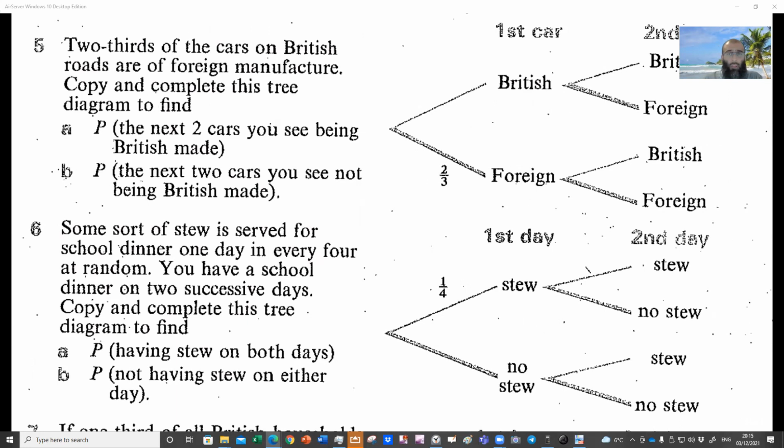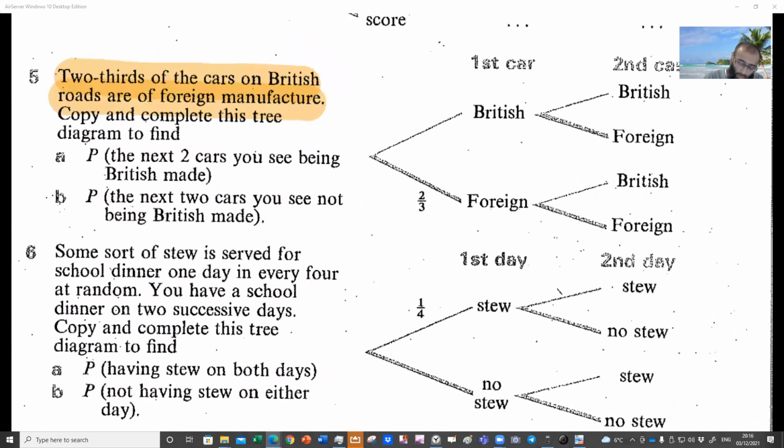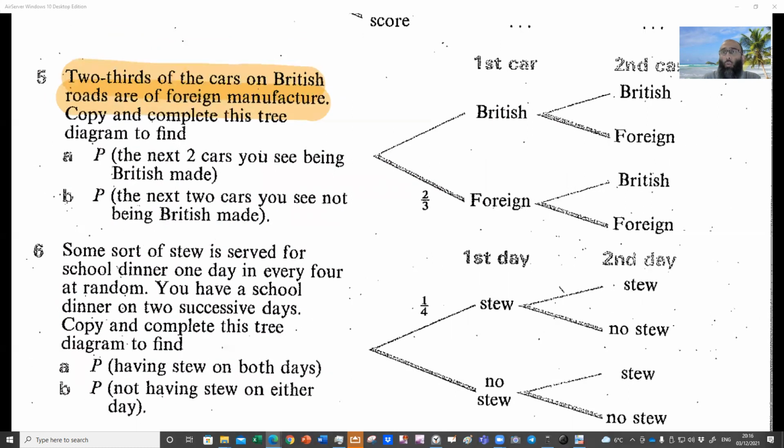Arwa, read question number 5 for me, please. 2/3 of the cars on British roads are of foreign manufacture. Copy and complete this tree diagram to find A, the probability of the next 2 cars you see being British made, and B, the probability of the next 2 cars you see not being British made. Lovely. So let's look at the tree diagram which they've already drawn for you.